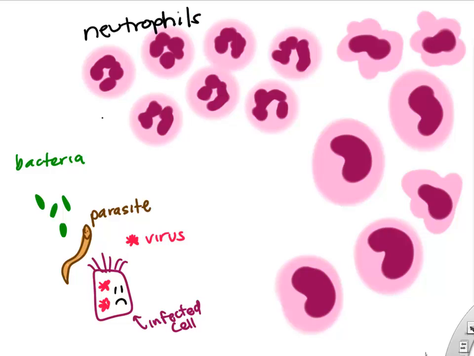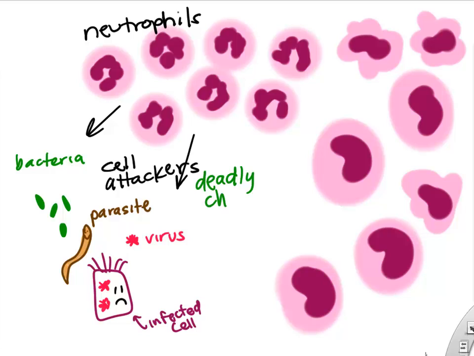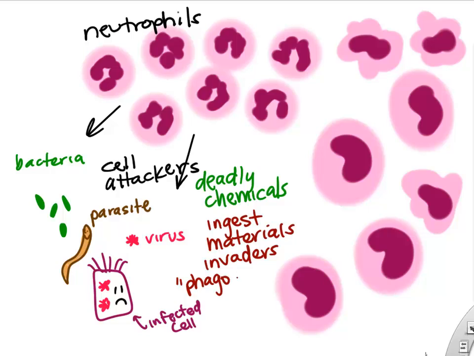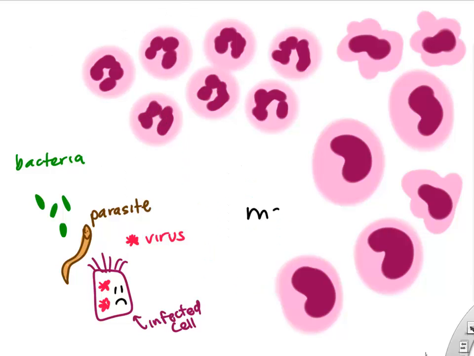So the neutrophils are attack cells. So they're going to attack the invaders, and they use cytotoxic chemicals that can try to destroy them. By releasing deadly chemicals and also ingesting the invaders, basically the neutrophils can protect you. When an immune cell ingests something, we call it phagocytosis. So neutrophils are great because there's lots of them, and they're very quick to respond.